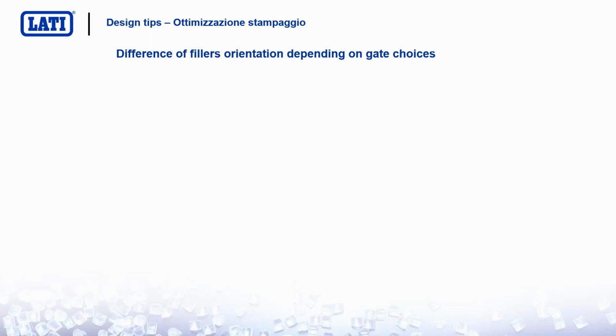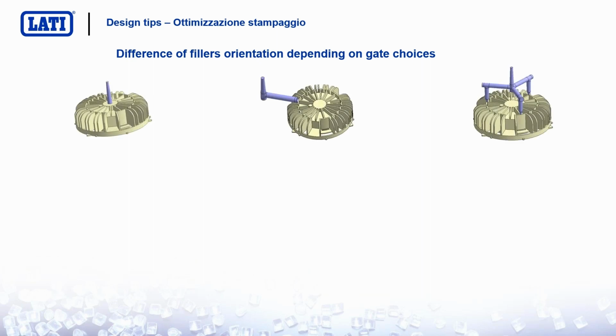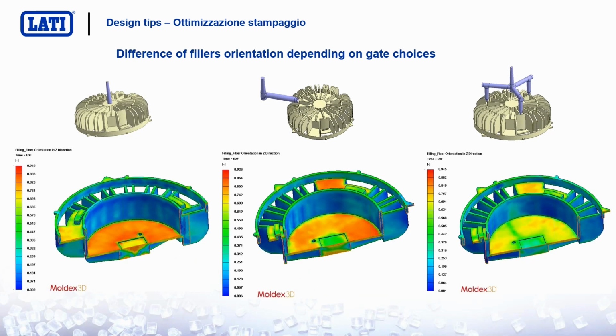Then the choice of the gate and the numbers also affects the filler's orientation, which is particularly critical in case of anisotropic fillers. And as Agnese first explained earlier, this will determine the thermal performance of the parts.